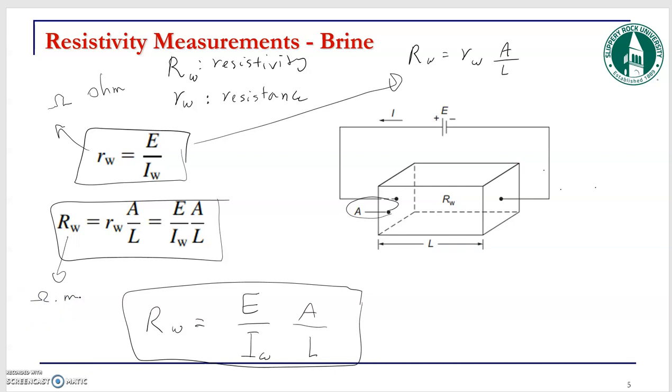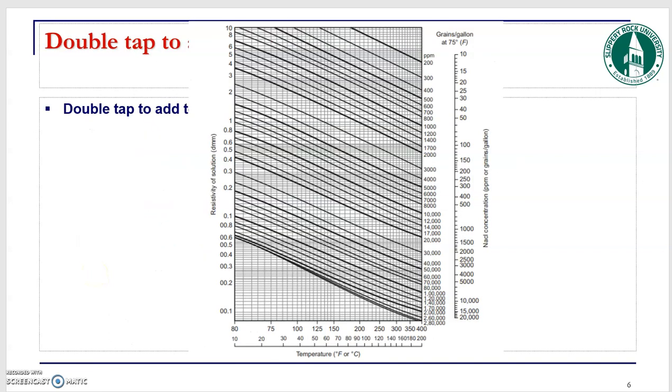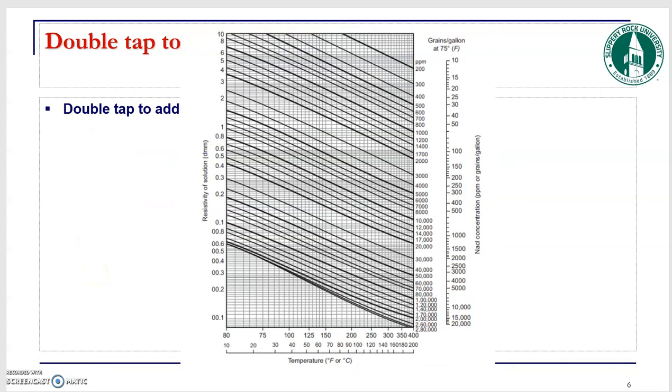So you can look at here that if your cross-sectional area is in meter squared, your length is in meters, and your resistance is in ohm, then basically the multiplication of all these parameters is ohm meter. So you can see this is actually ohm meter here. And then on the x-axis, what you see is the temperature. This is in Fahrenheit, and this is in degrees Celsius.